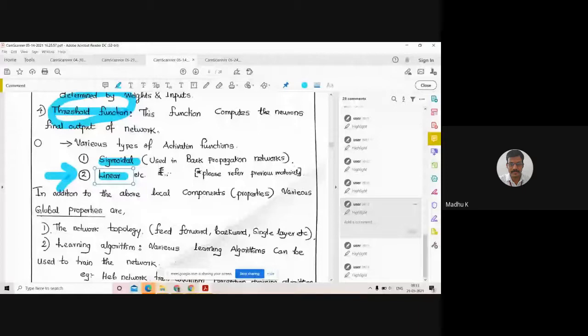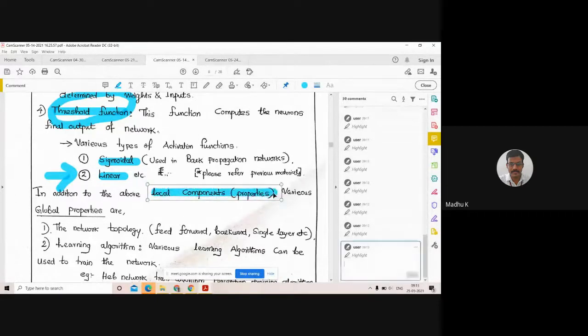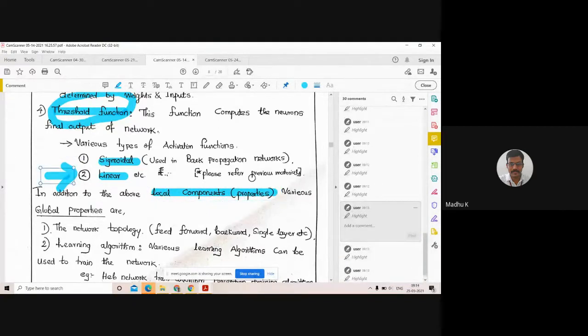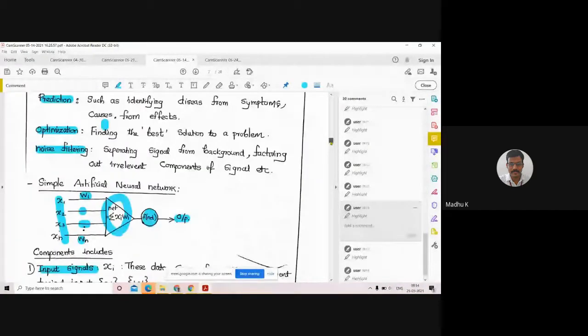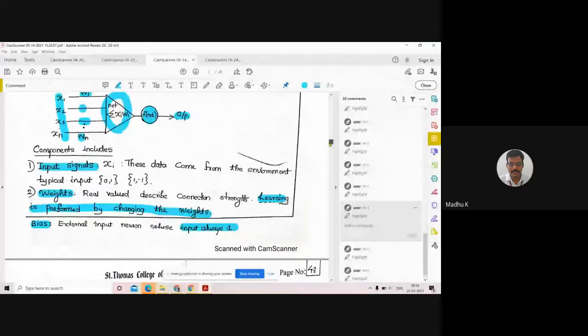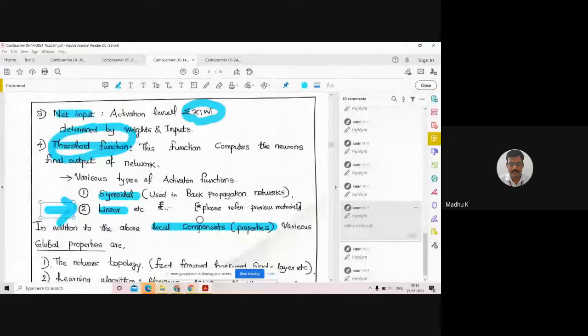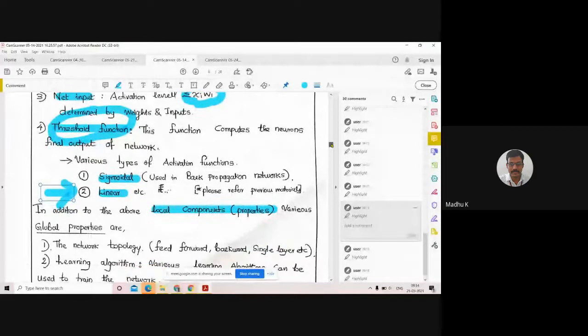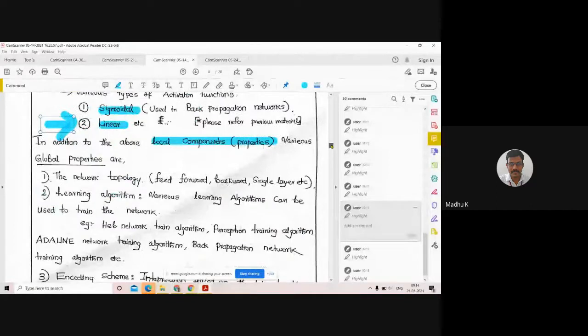Now, these are called the local components of a neural network. Which are the local components? Input signal, weight, bias, net input, threshold. These are called the local components of a neural network.